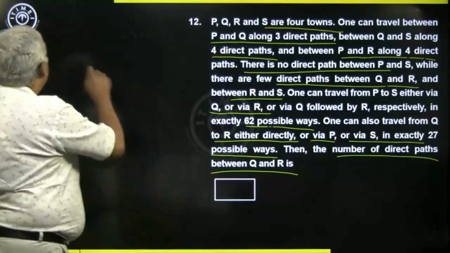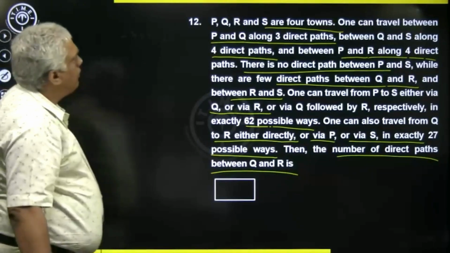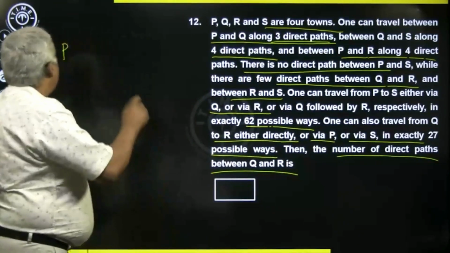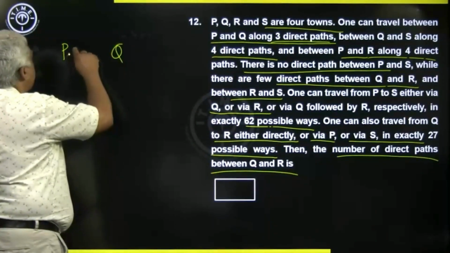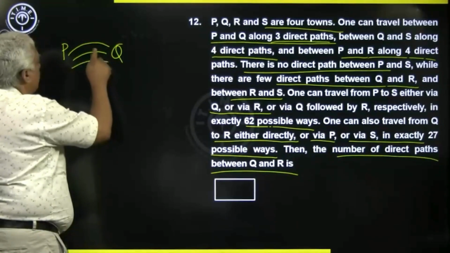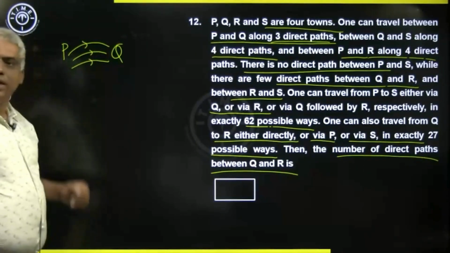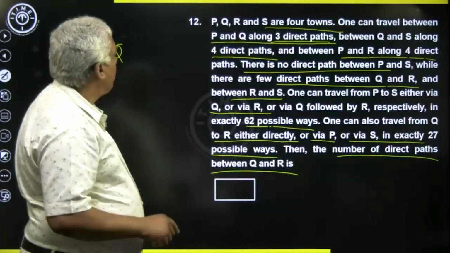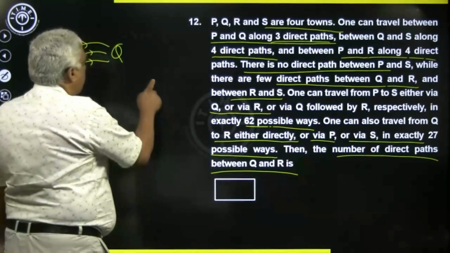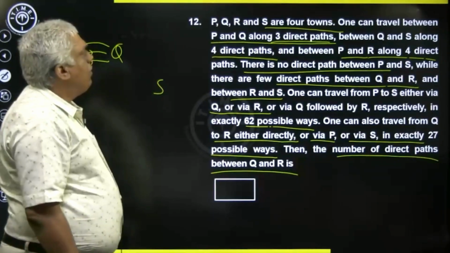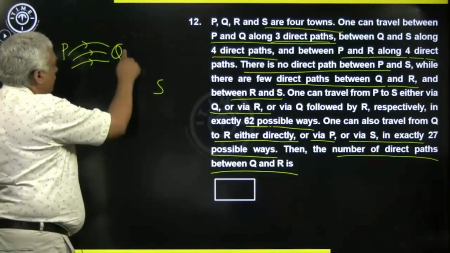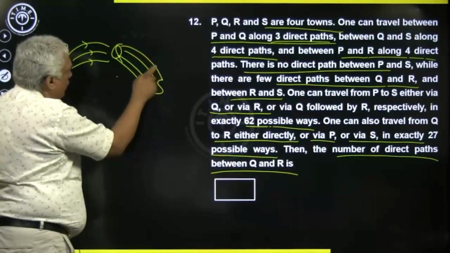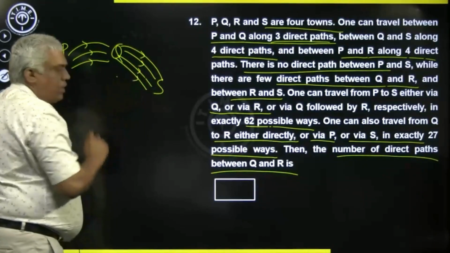So basically we have a town P, and between P and Q there are 3 direct paths, let us say 1, 2, 3. Between Q and S there are 4 direct paths. So there is a town S here, and between Q and S there are 4 direct paths, 1, 2, 3, 4.